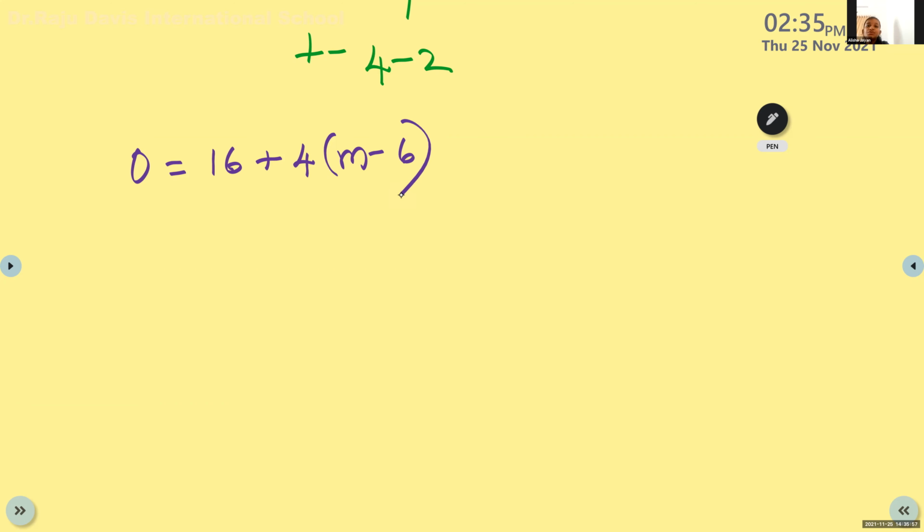Ma'am, 2. Yes, Alicia, what is the answer you get? Ma'am, 2. You got m is equal to 2? Yes. M is equal to 2. Okay. Aaron, what did you get? I'm doing, ma'am. Okay. Find out.